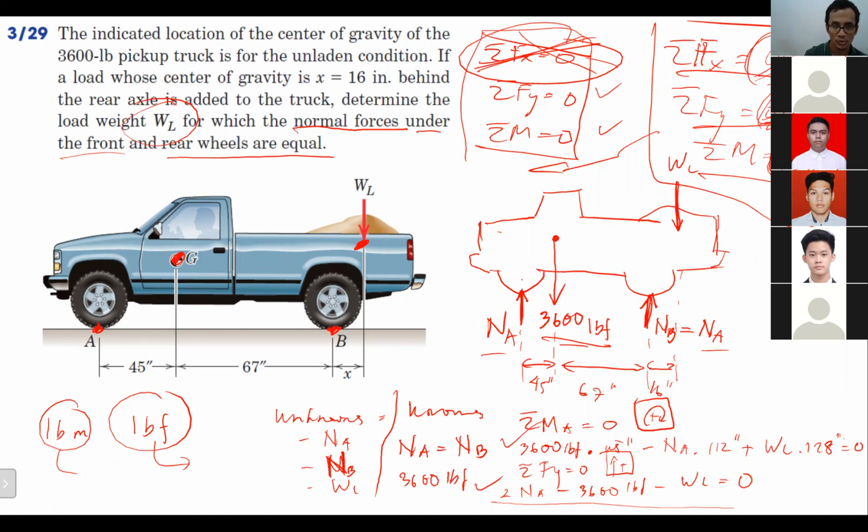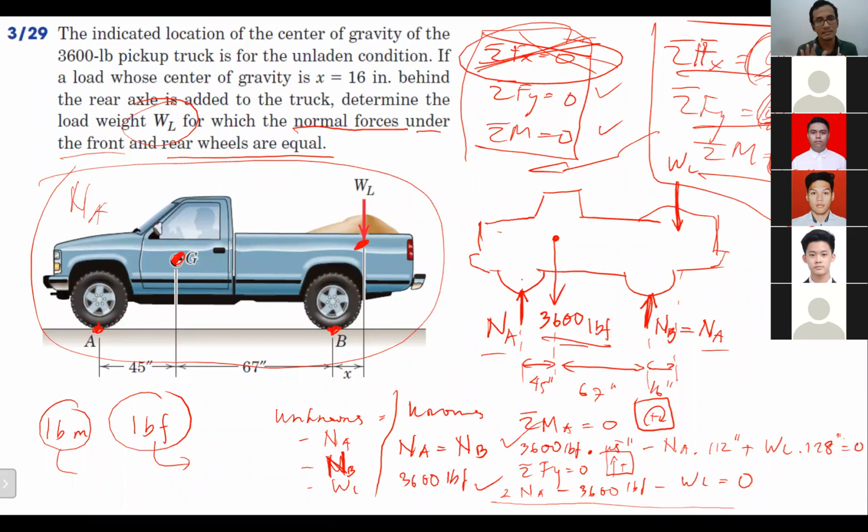reduce the most unknowns. For example, if I were you, I would not use pivot A or pivot T. I would use the pivot where the WL works, because by using sigma moment at the point of WL, I can get the value of NA directly without substitution or elimination. Then I can use that value in sigma Fy equal to 0 to get the WL. But everyone has their own preference, so it's up to you. I think that's the nicest, sir, for this question.